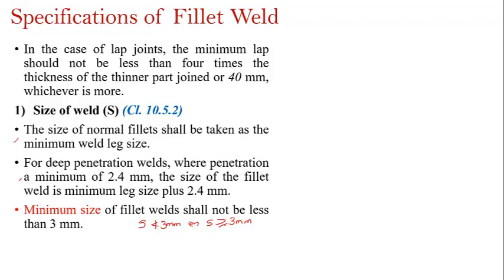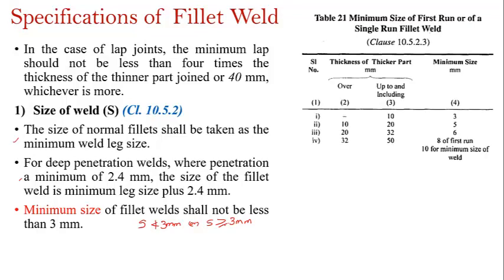Now, this minimum size depends on various factors. Let me show you a table. So this is Table 1, which is provided in IS 800-2007. You can refer to this table. So you can make a note of this table. This table talks about what should be the minimum size of weld. Okay, the minimum size of weld is dependent on the thickness of the thicker part. So you can check here the thickness of the thicker part.